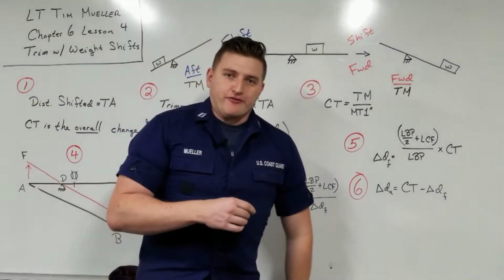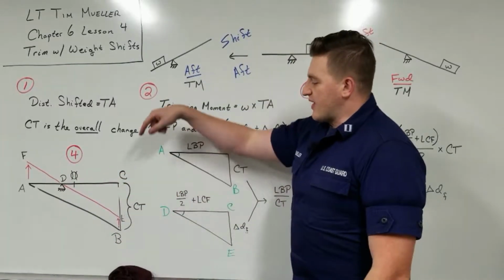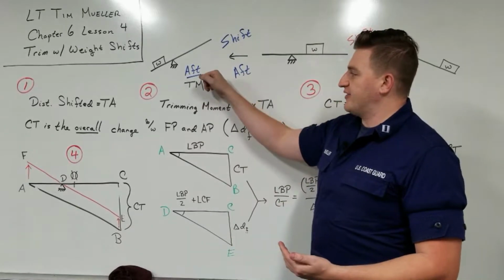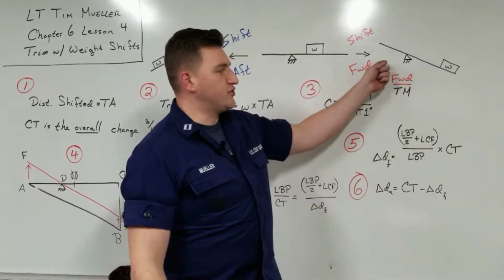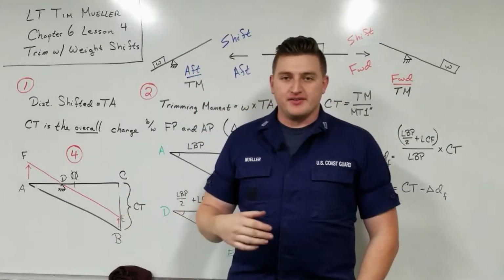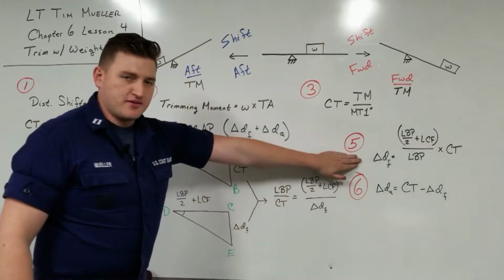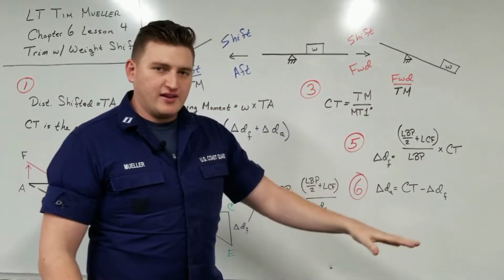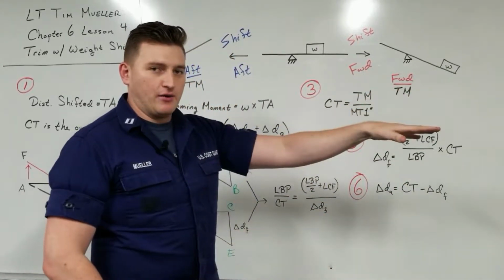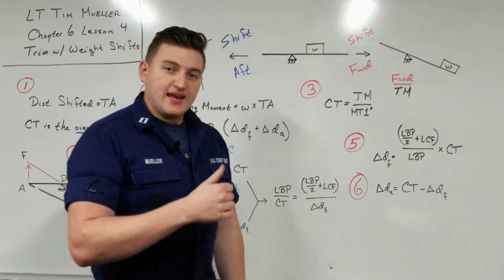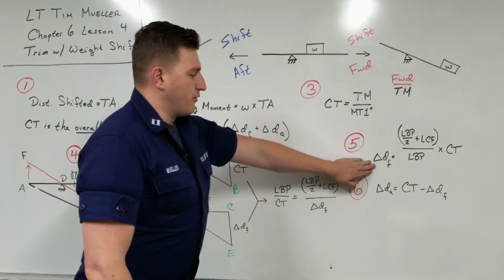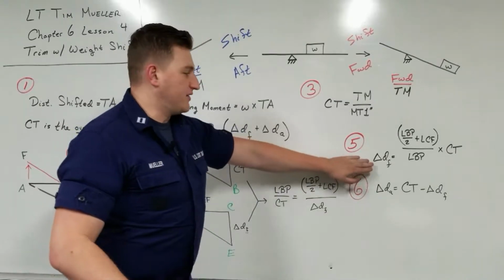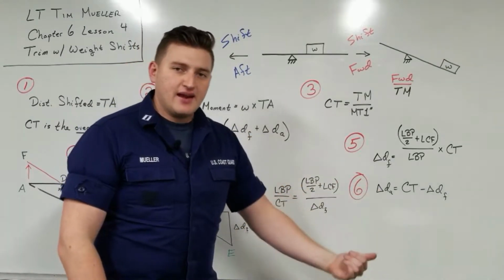Now here's where you have to be careful. Like I said before, we said that down is positive. We have to know if we have an aft trimming moment or a forward trimming moment in order to know if our delta D forward is going to be positive or negative. If our forward draft is going down, so the bow is going down, that draft is increasing, which means delta D forward is going to be positive. If the aft end goes the opposite way, then our delta D aft is going to have to be negative.